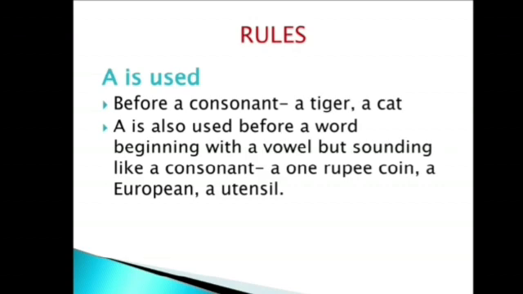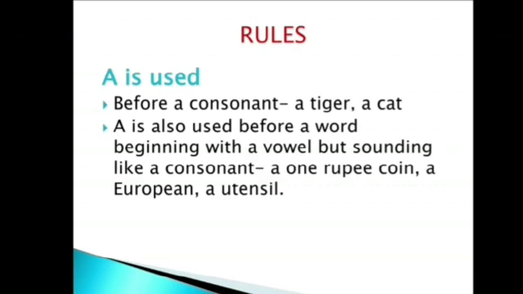Next, let's see next rule. A is also used before a word beginning with a vowel but sounding like a consonant. Here, this is very important and you need to concentrate. I will again explain the second rule. Here, we use a before a word beginning with a vowel but sounding like a consonant.